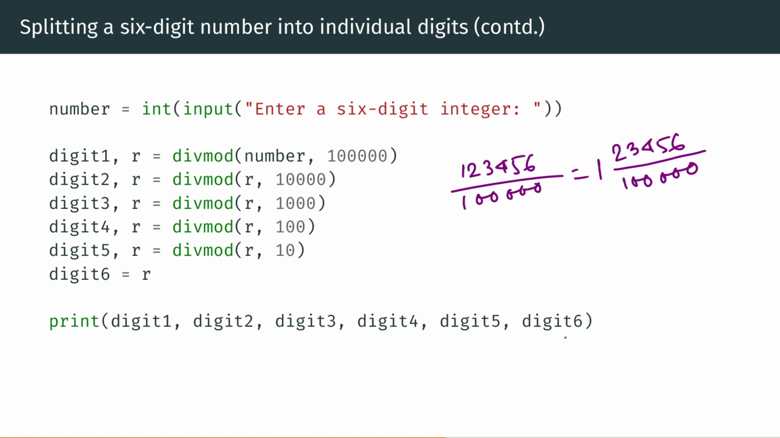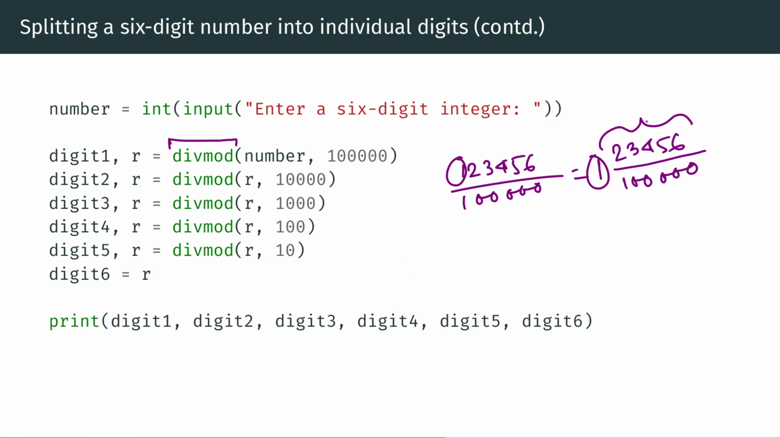So essentially, if you take the quotient and the remainder, if you use the divmod of the number and 100,000, this will give you 1 as the quotient and 2, 3, 4, 5, 6 as the remainder. So what happened was, you have extracted the leftmost digit. The leftmost digit has been extracted from this number.